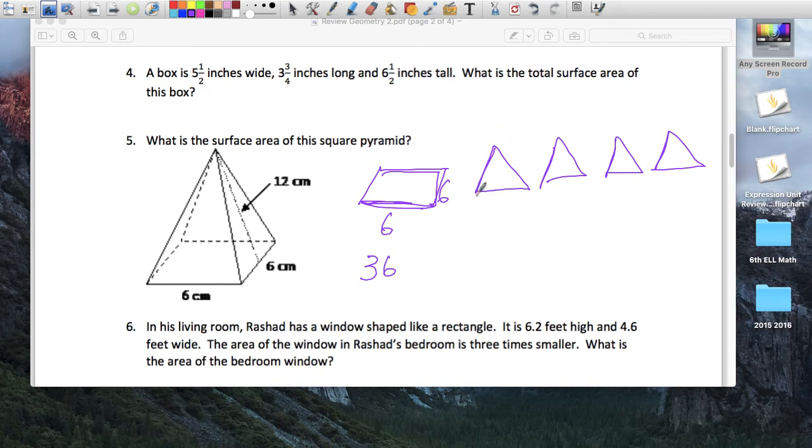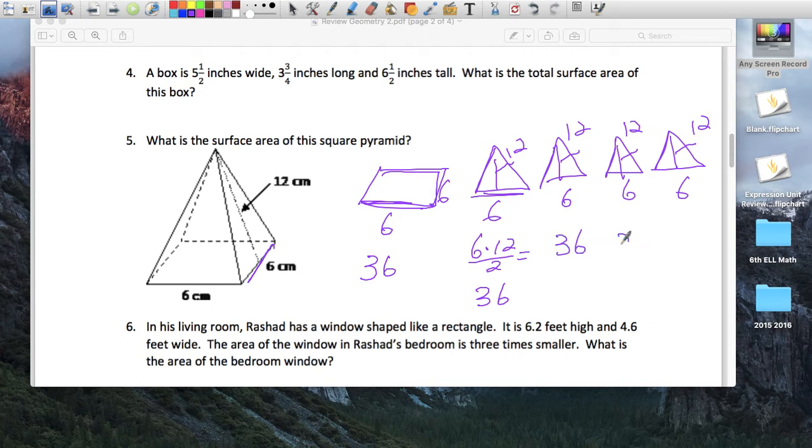For the triangle, the base of the triangle is this, which is 6, and the height is 12. It's going to be the same for all the other triangles. The triangle area is base times height divided by 2, so 6 times 12 divided by 2 gives us 36. Oh, look at that, everything's 36. So the second triangle is also 36, the third is also 36, and the fourth is also 36.